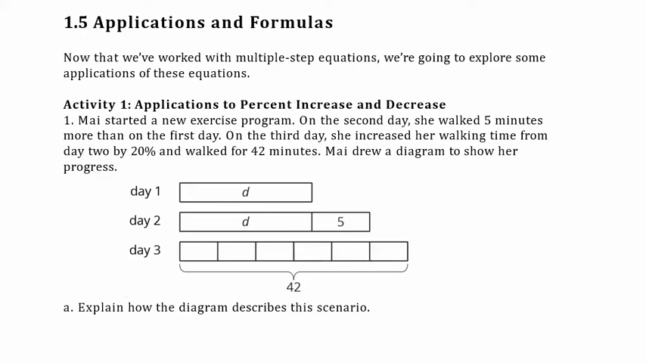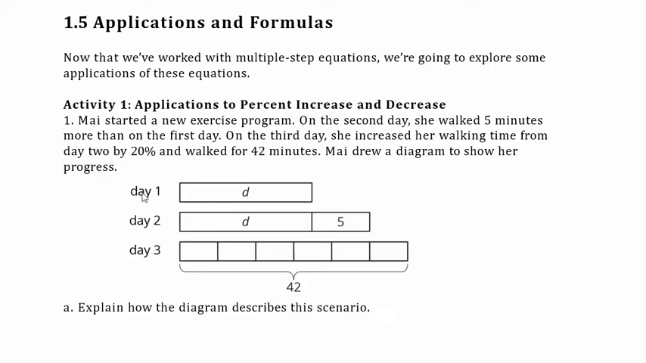Maya started a new exercise program. On the second day, she walked 5 minutes more than on the first day. On the third day, she increased her walking time from day 2 by 20% and walked for 42 minutes. She drew this diagram to show her progress. So take a look at the diagram there, and we're going to explain how the diagram describes the scenario.